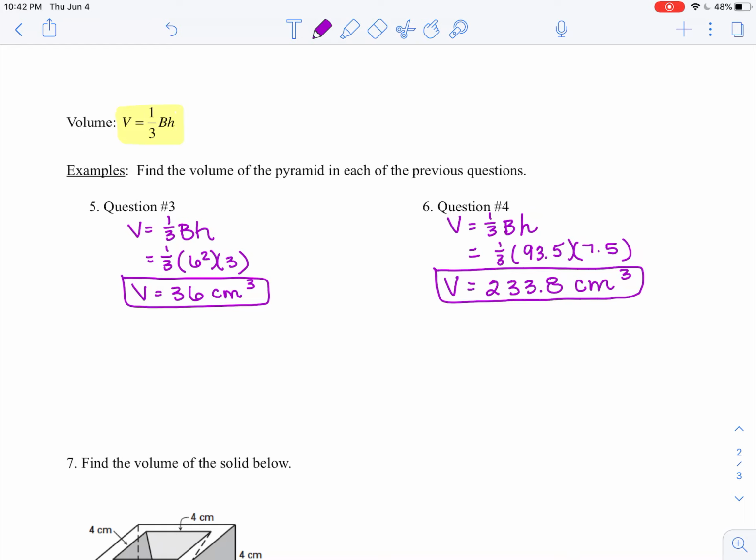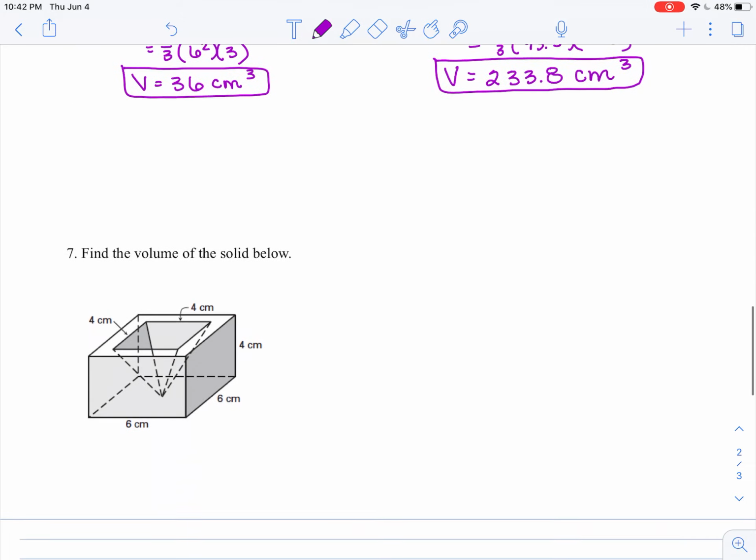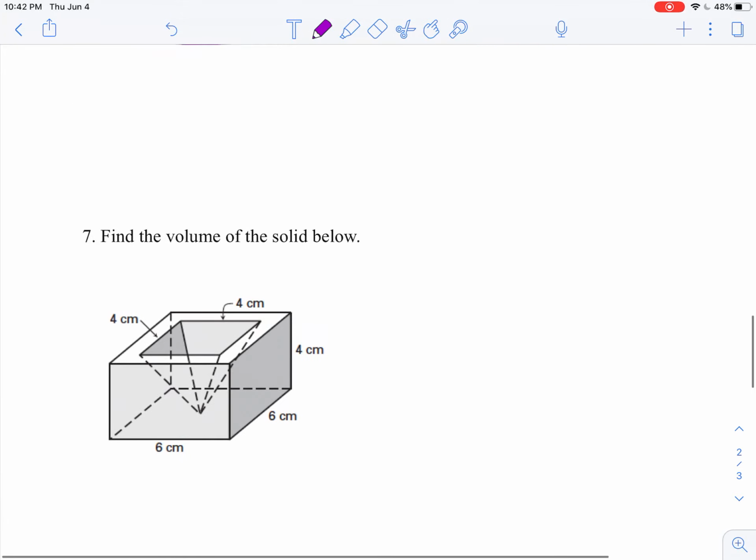And for the last question, it says find the volume of the solid below. When you take a look at this picture, imagine a solid block of ice that they cut out a pyramid shape from the top of the block. In order to find the volume of the space that's left, we're going to first find the volume of the solid block. So we're going to find the volume of the full prism and then cut out or subtract off the volume of the pyramid.